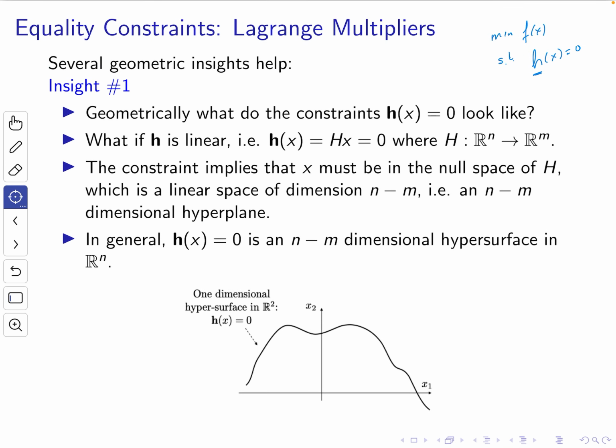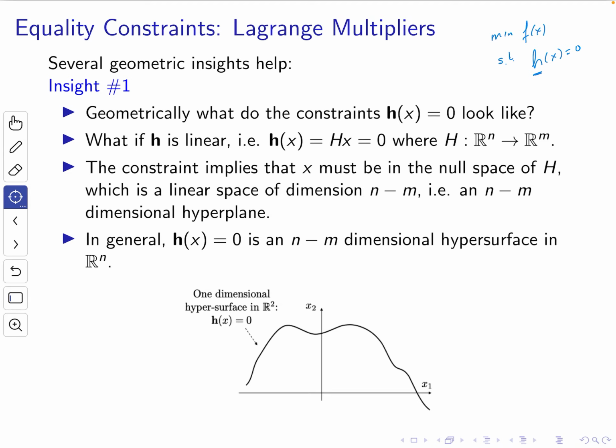So, let's gain a couple of insights here. So insight number one, first of all, geometrically, what do these constraints look like? If h is linear, then we get something like this. H of x would be some matrix h times x equal to 0. And h would map Rn into Rm. And this constraint means that x has to be in the null space, right? So x is in the null space of h, which is a linear space of dimension n minus m.